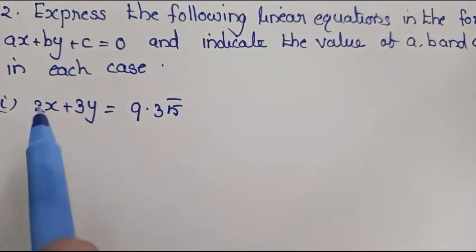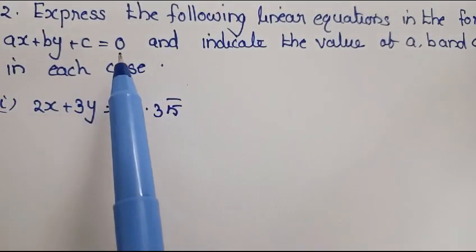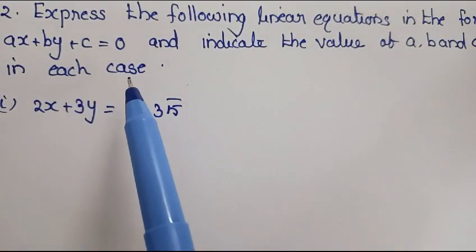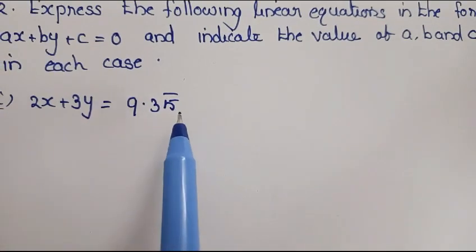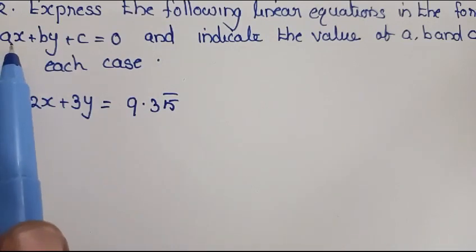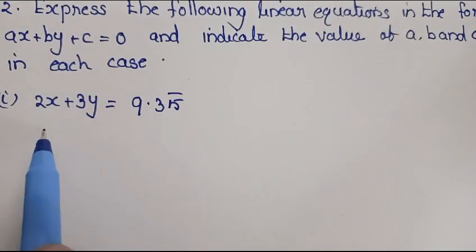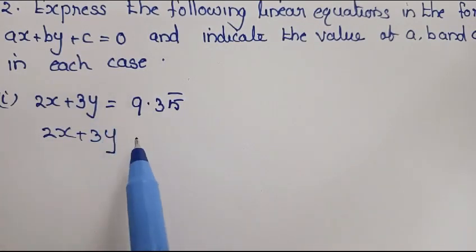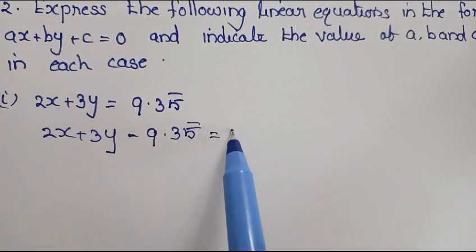Second question: express the following linear equations in the form ax plus by plus c equal to 0, that is, in standard form, and indicate the values of a, b and c in each case. First one, 2x plus 3y equal to 9.35 bar. We write the coefficient of the x term, then the y term, then the constant, equal to 0. Here 2x plus 3y is already on the LHS, and by taking the constant to the RHS we get minus 9.35 bar equal to 0.